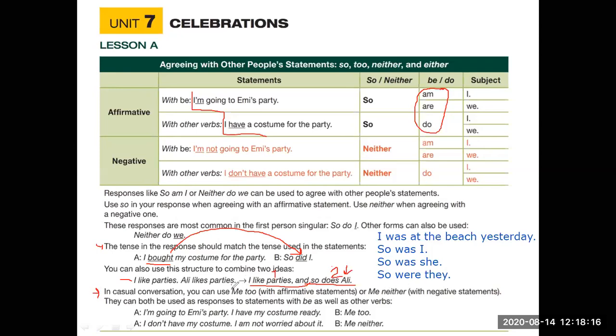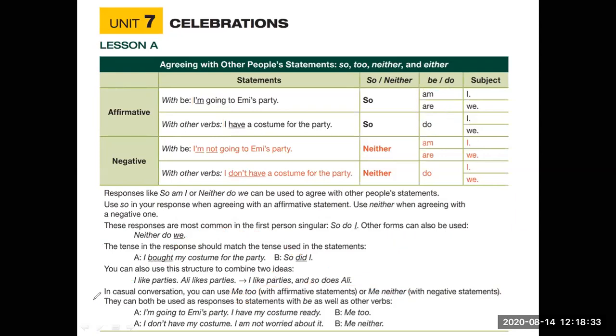In casual conversation, you can use me too with an affirmative statement or me neither. This is the most common way that we agree with a person's statement. Me too or me neither. Me too should be positive. Me neither is negative. They can both be used as responses to statements with be as well as other verbs. It doesn't matter, in the response you don't use the verb, you don't use the auxiliary, you use only the pronoun, too or neither.